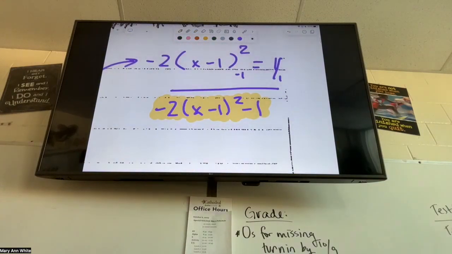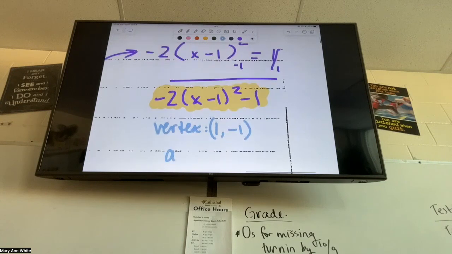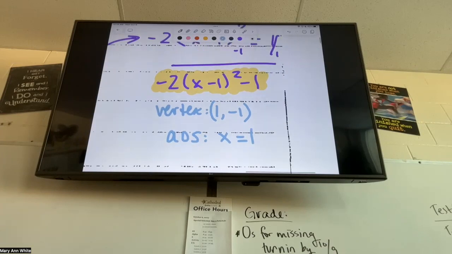Now that it's in vertex form, we're gonna write our vertex. What's my vertex here? 1, -1. What's my axis of symmetry? X equals 1. Up or down? Down direction.